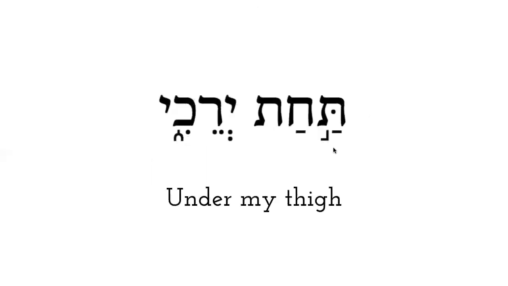And this is tachat. The accent is on the first syllable, ta. Tachat means under, like tachat hashulchan, under the table. This is tachat yerechi, and yerechi is my thigh. The suffix at the end means my, and the beginning means thigh. So yerechi, my thigh, and the accent is on the last syllable.